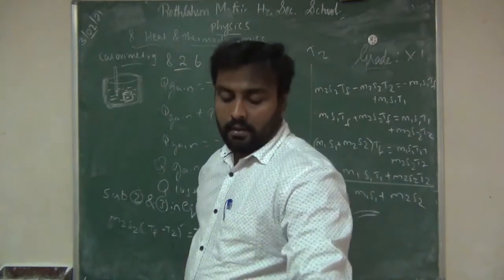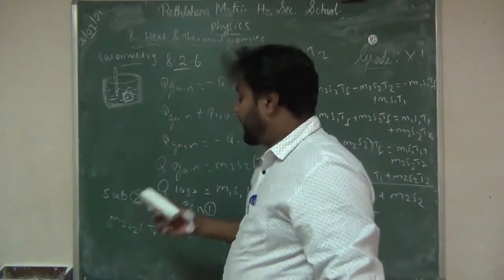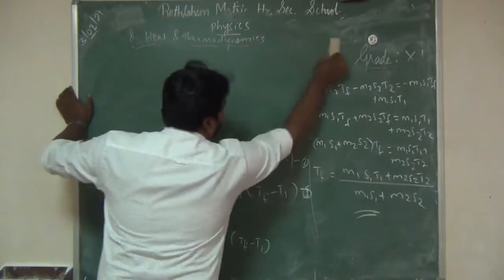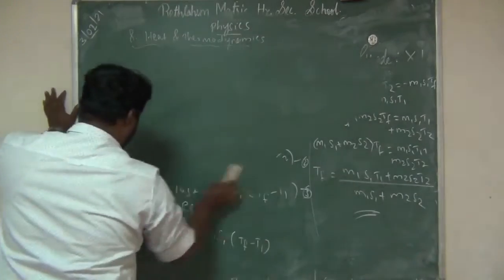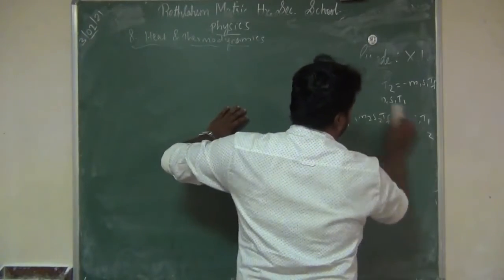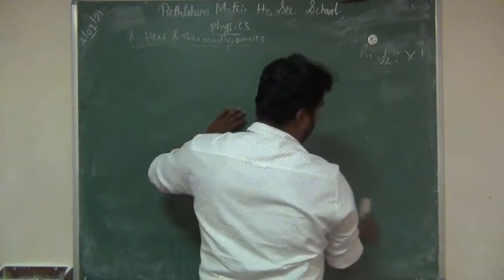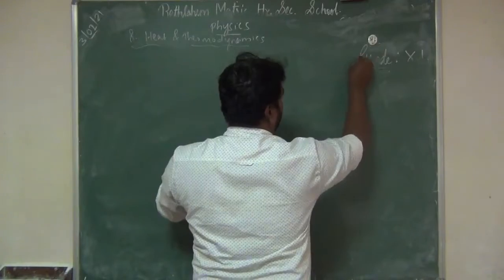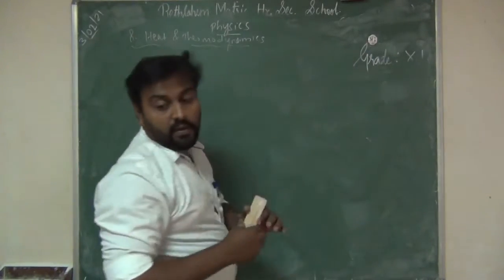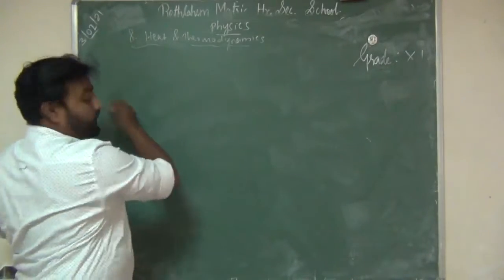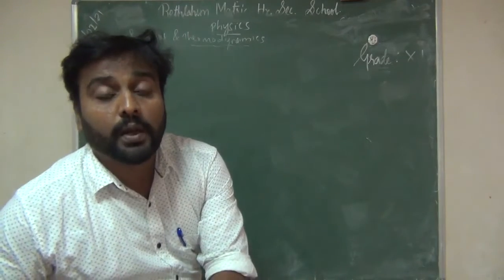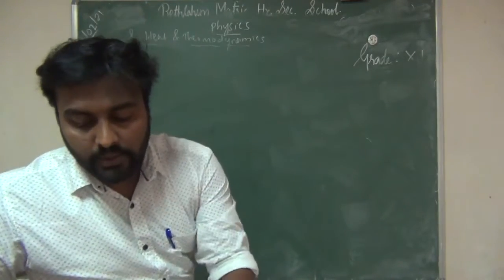Mark this. Then the next one is Newton's law of cooling. It is 8.2.8 because 8.2.7 is a deleted portion.